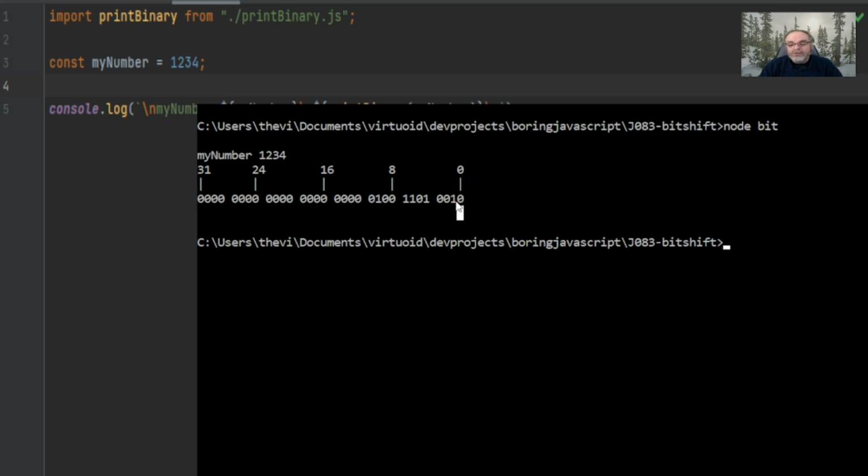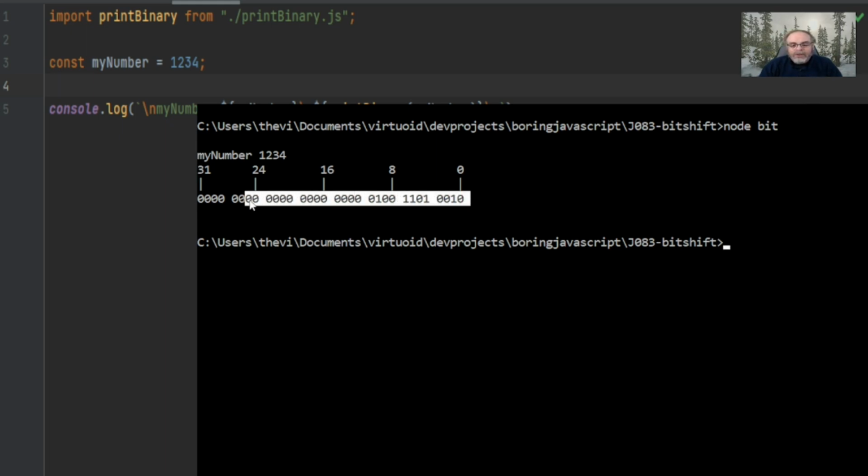So in 1,234, the 0th bit is off, the first bit is on, the second bit is off, the third bit is off, the fourth bit is on, the 6th bit is on, the 7th bit is on, and the 10th bit is on. All the rest of them are off. That computes to 1,234. Now, how do we know that?